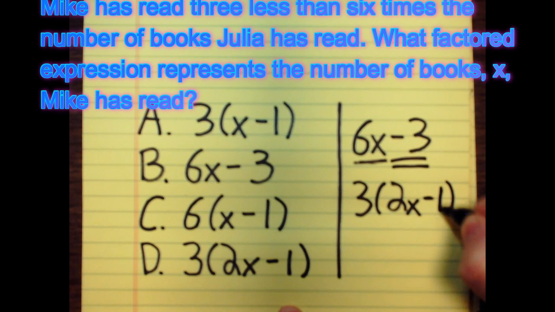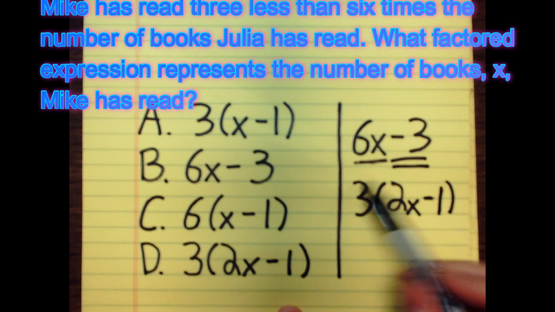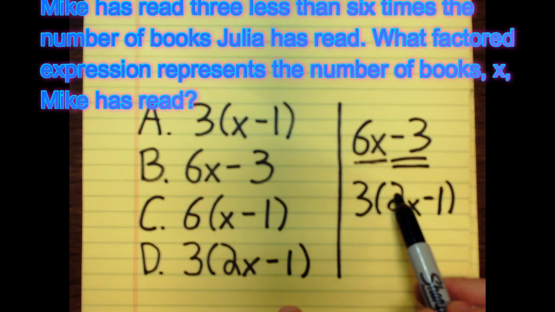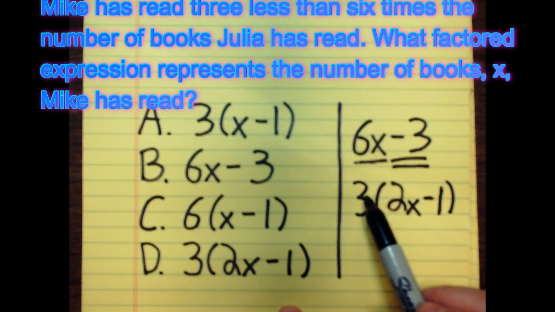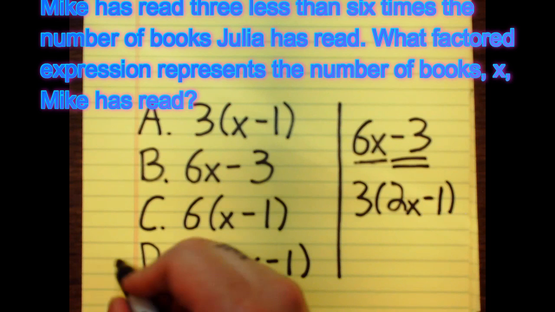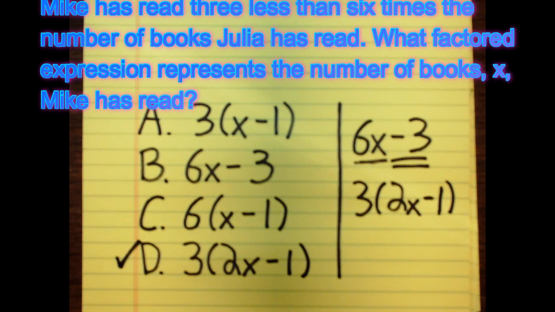Then we can double check that by distributing it back in and seeing if it is the same. So 3 times 2 is 6x, 3 times negative 1 is negative 3, and we see that we have choice D. So choice D would be the one.